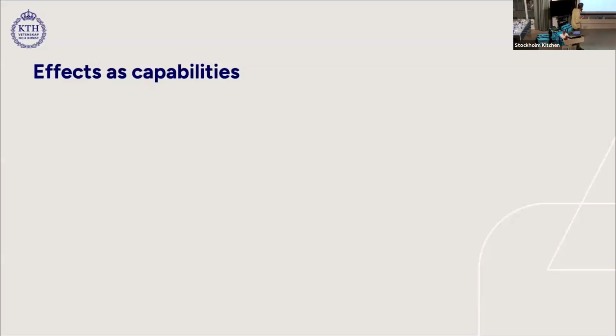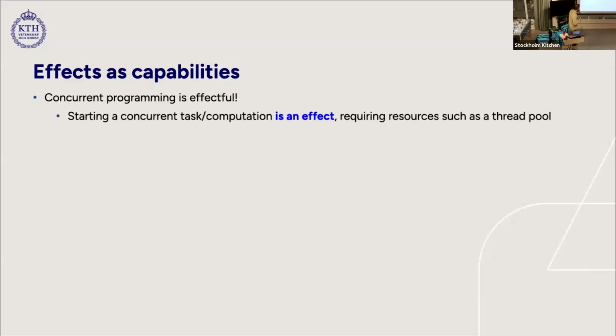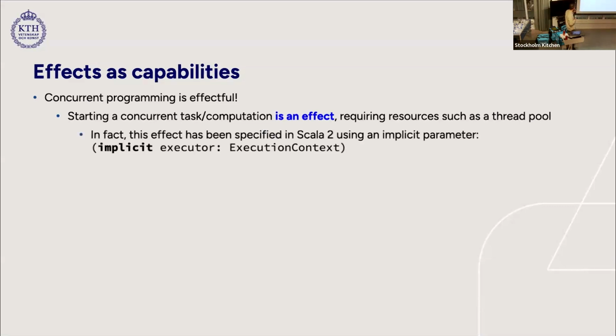So first, effects as capabilities. What does this mean? When you do concurrent programming, there are lots of effects. If you start a concurrent computation, that's an effect, and it needs some resources like a thread pool and so on, and a context. For example, an execution context is required. In fact, in Scala 2 we've been doing this all the time. The Futures API is full of implicit parameters, where we have an implicit execution context.